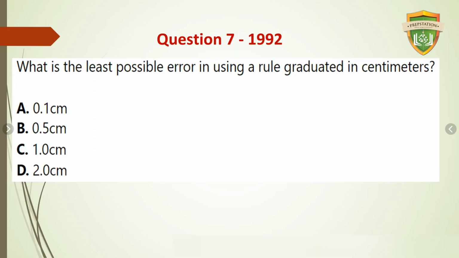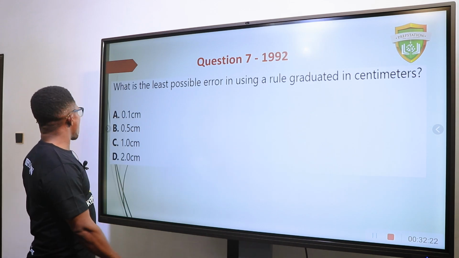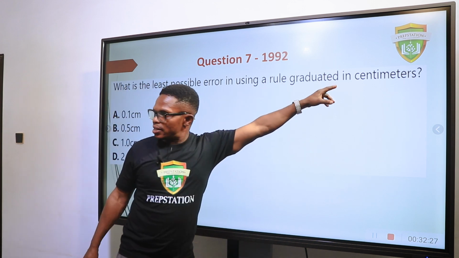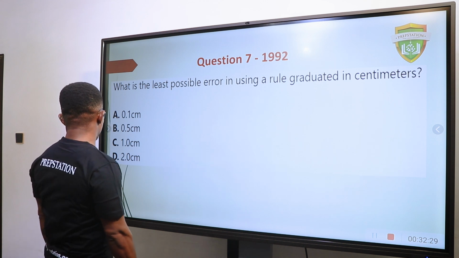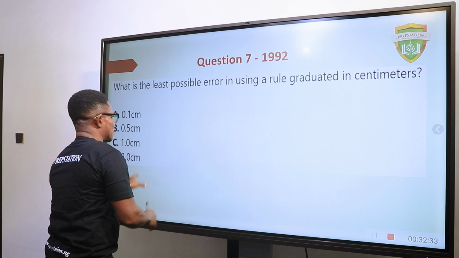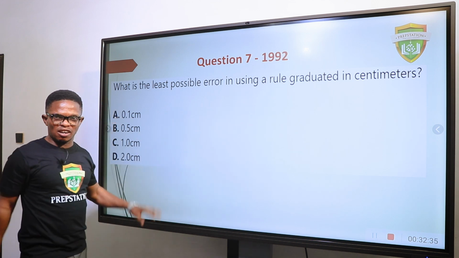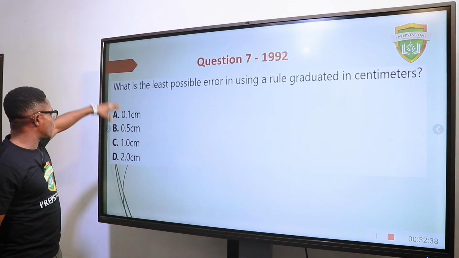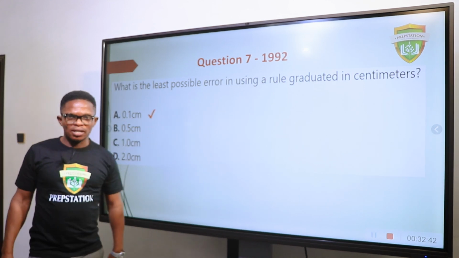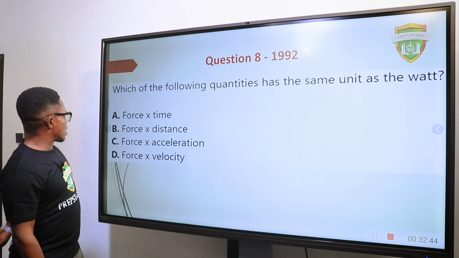What is the least possible error in using a rule graduated in centimeters? The same question, but different pattern. As you can see, the least possible error is in centimeter. You should know this by now because I've played around this question for a long time. So the answer is 0.1 centimeter. Let's look at 3 more.